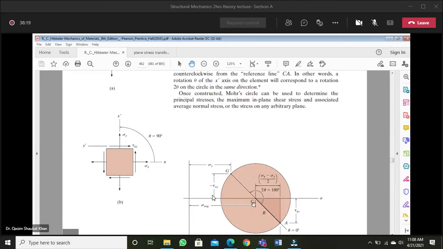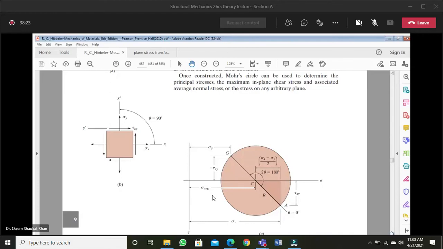Now another thing we can see is the average stress. So you can see this point sigma y, minus tau xy. This point sigma x, tau xy. So tau xy, sigma y. So this point is my average stress. Okay, sigma x plus sigma y over 2 is the average stress.